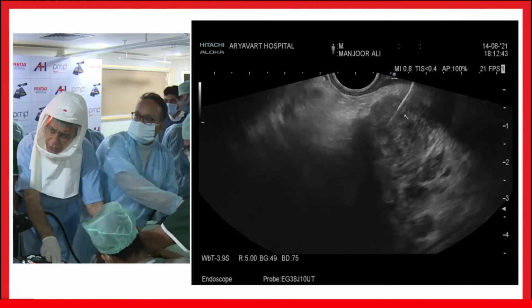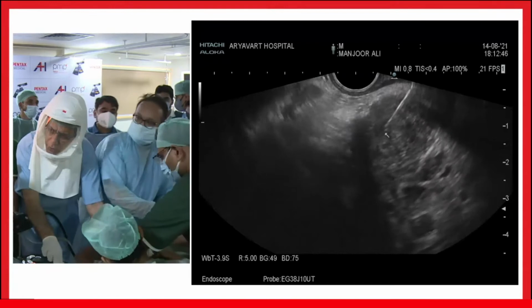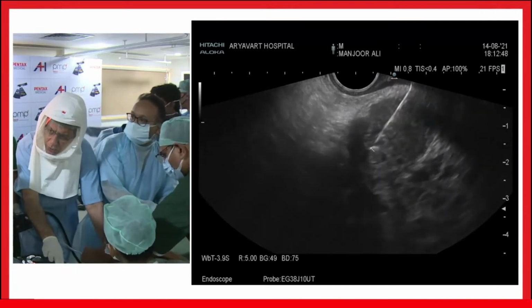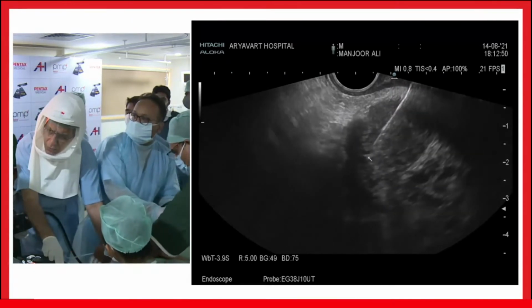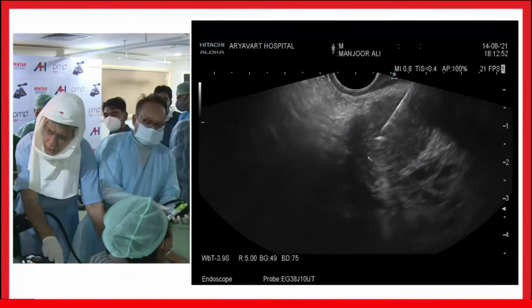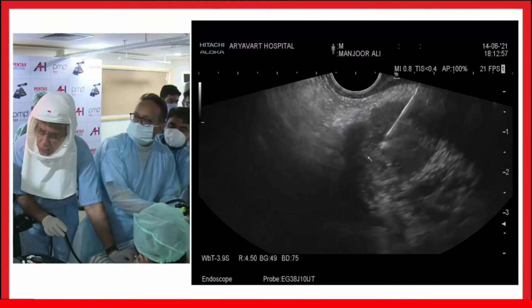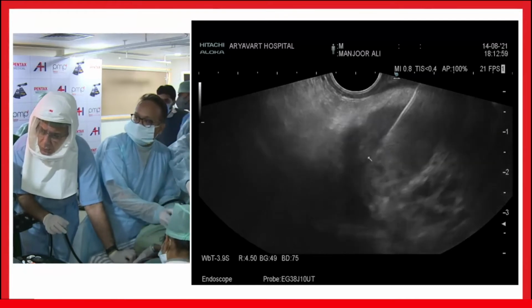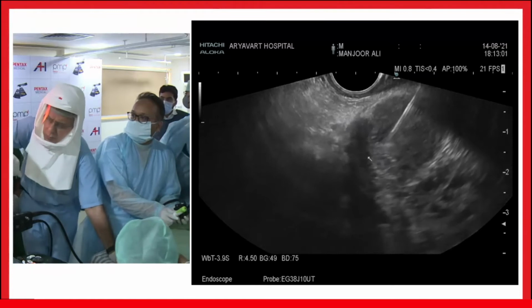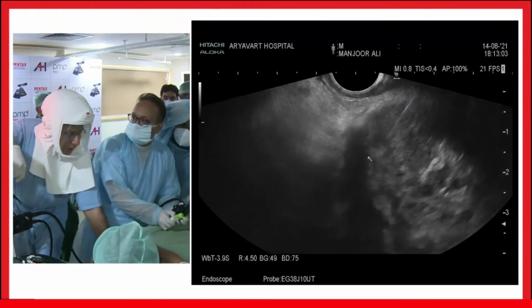Can someone take out the stylet? How deep are you inside the mass? You want to go up to this place? I think you are quite deep. Can someone take out the stylet? So we'll be doing the slow pull method. Take out the stylet slowly. It's a hard mass. You feel it is a hard mass? Yeah.